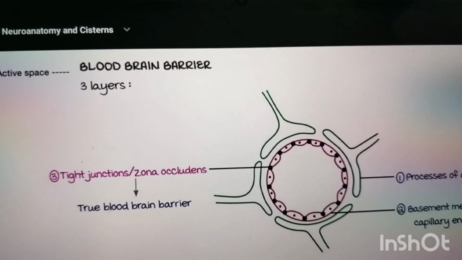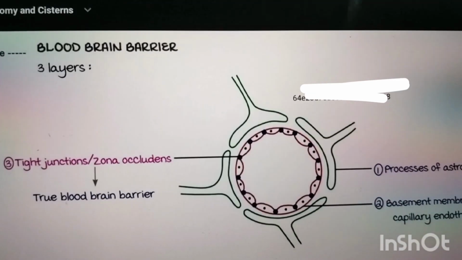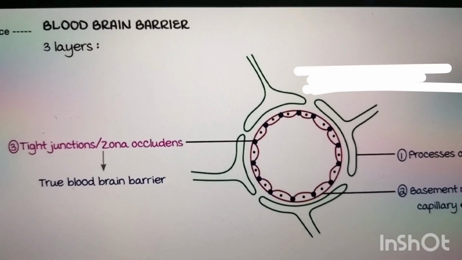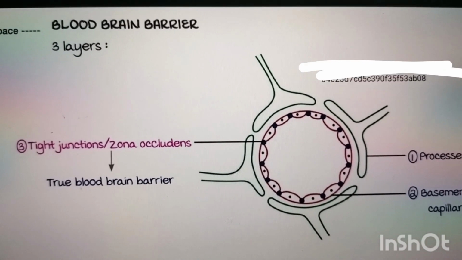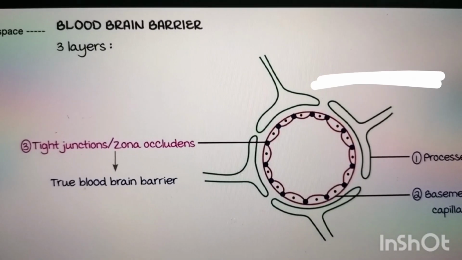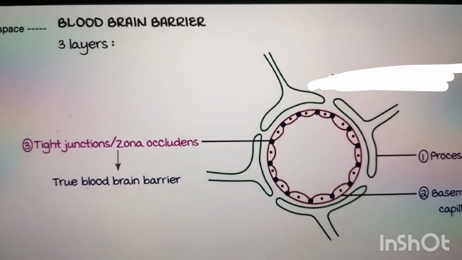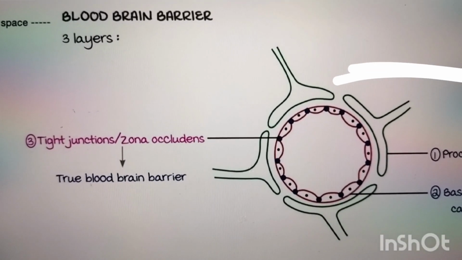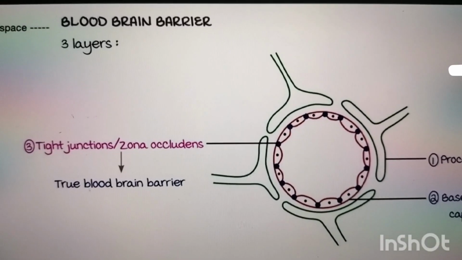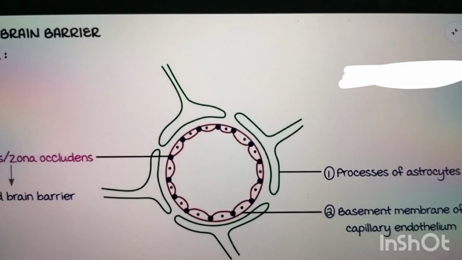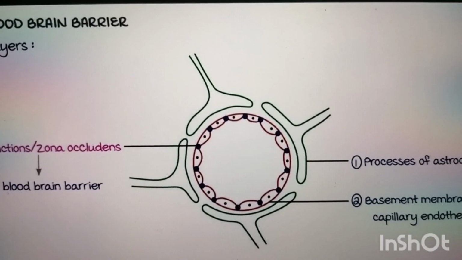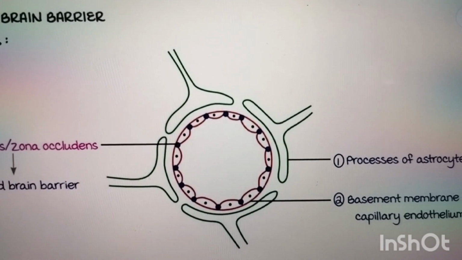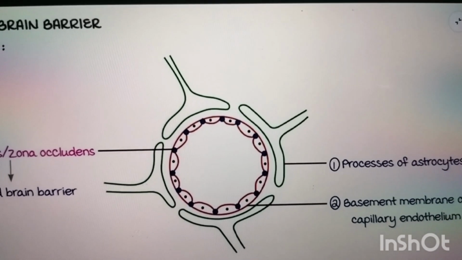Now we are talking about the blood-brain barrier. We know that the main components of the blood-brain barrier include astrocytes, the processes of which you see in this picture in green color. But it is not the only component and not the main component. It is one of the components of the blood-brain barrier.